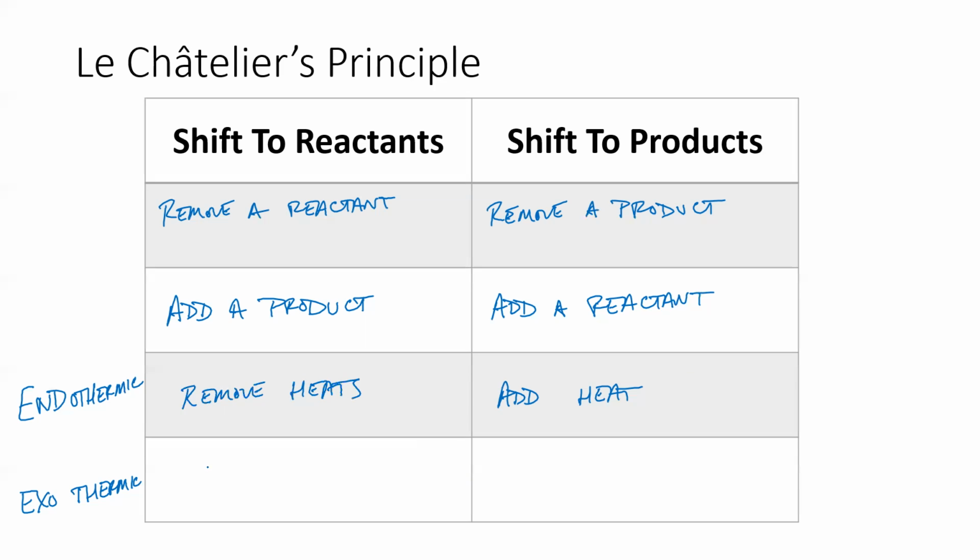Exothermic, exactly the opposite, right? It's going to shift to the reactants if we add heat, and it's going to shift to the products if we remove heat. We can think about heat as being a reactant or a product based on whether it's endothermic or exothermic. If it's endothermic, we think about it being a reactant. And if it's exothermic, we think about it being a product.